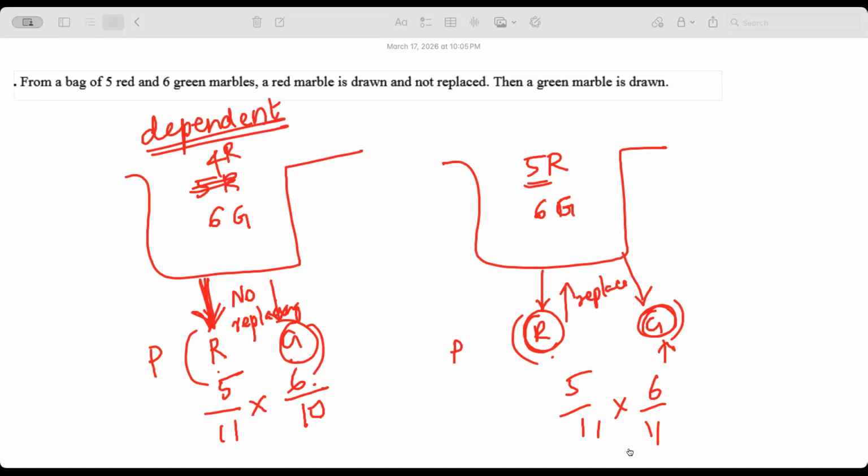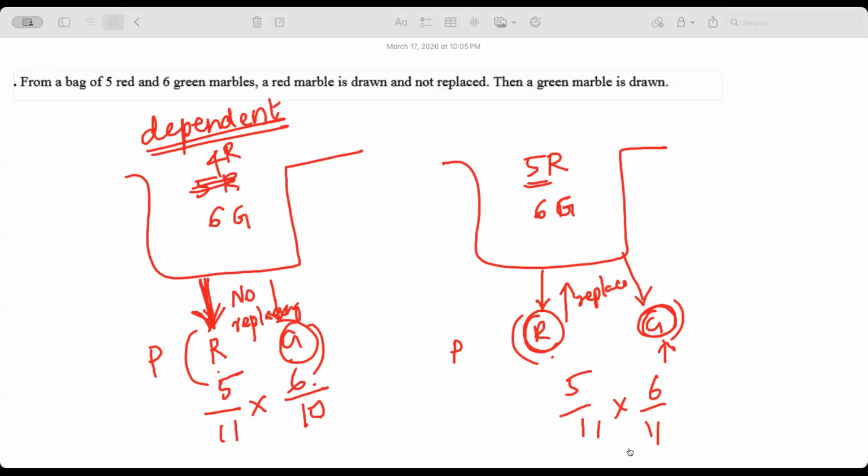Okay. Now, the last concept is mutually exclusive and not mutually exclusive events. What is mutually exclusive? Two events that cannot happen at the same time and have no common outcomes. They are mutually exclusive. What does it mean?